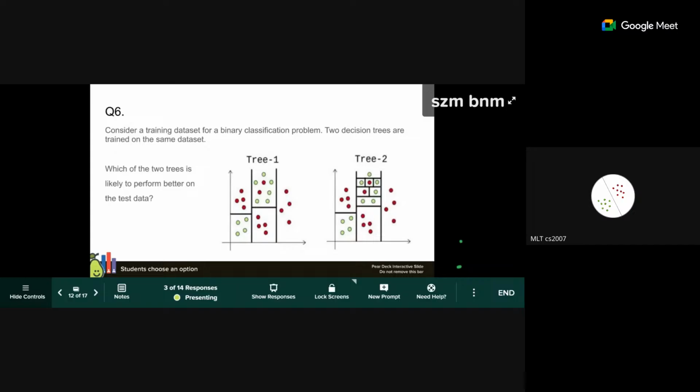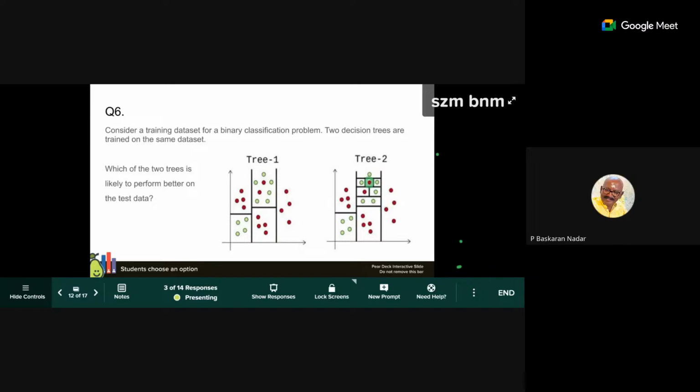So by drawing the boundary for each of the points here, we could have left it like this. But by drawing the boundary and making sure the error turns out to be zero, you are overfitting it, right? You're also fitting the noise here. Which one is noise?